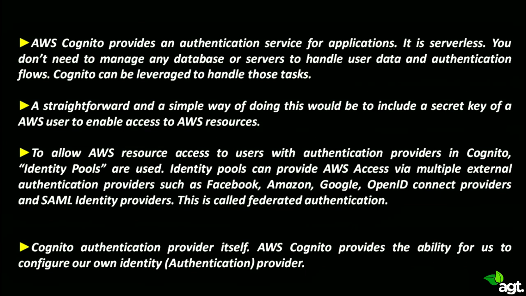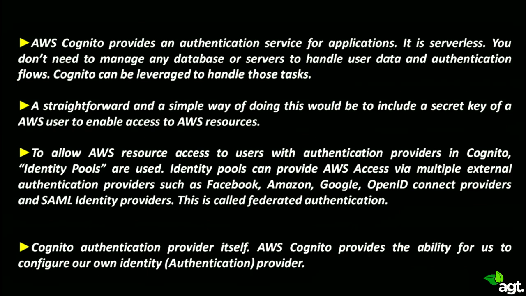In this lecture I will explain how to achieve that, as well as explain the Amazon Cognito identity process. A straightforward and simple way of doing this would be to include a secret key of an AWS user to enable access to AWS resources. But this is less secure, and it's not possible to restrict access to certain users. That's where user authentication comes into play, either with AWS Cognito or with external authentication providers.